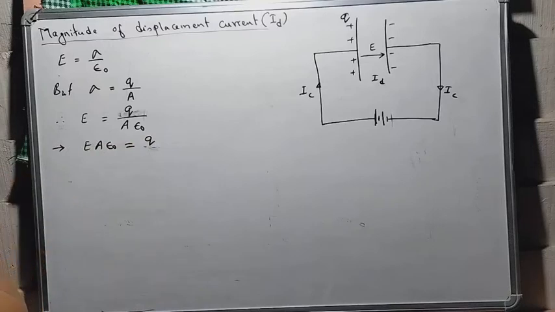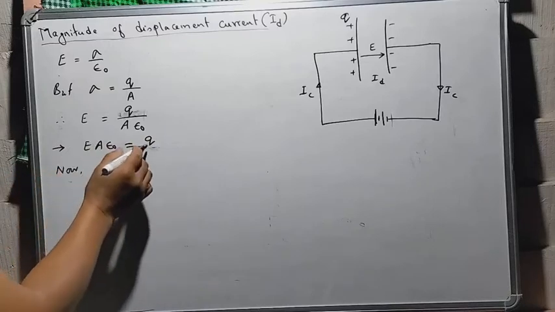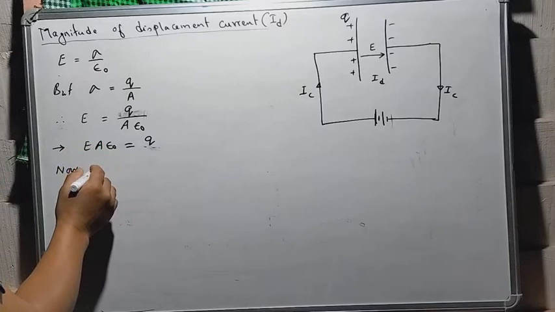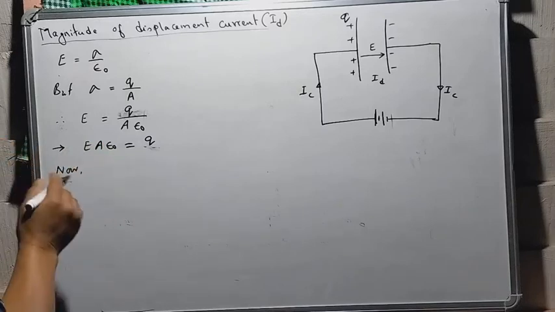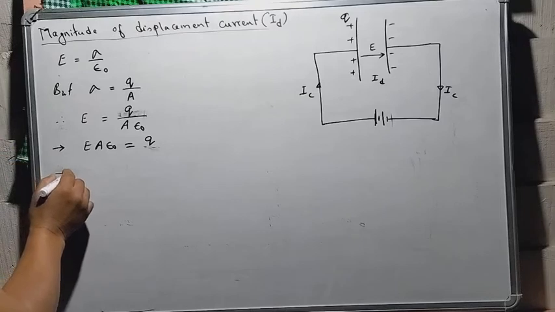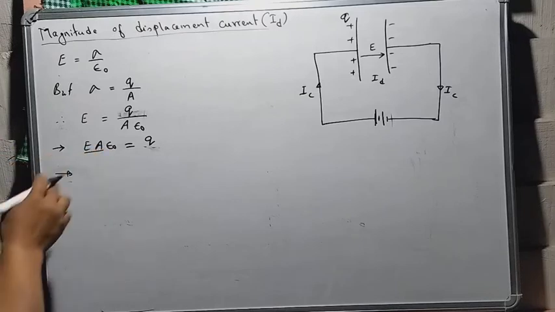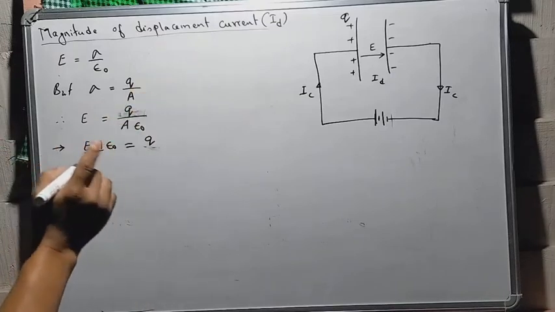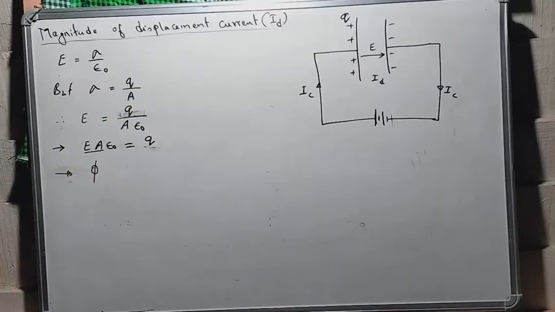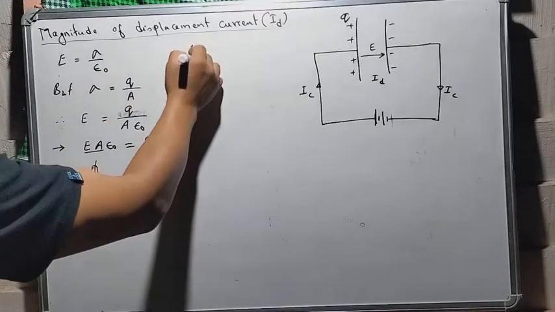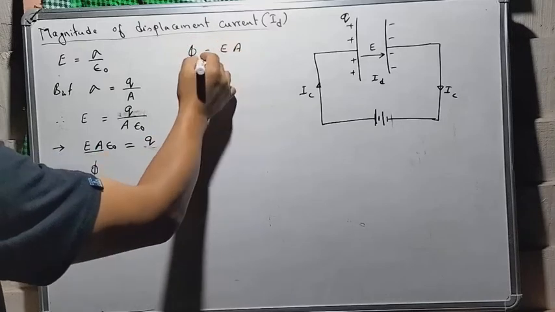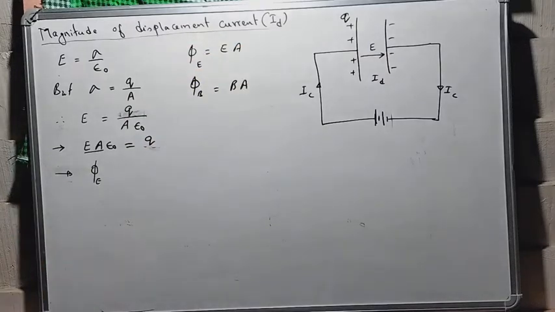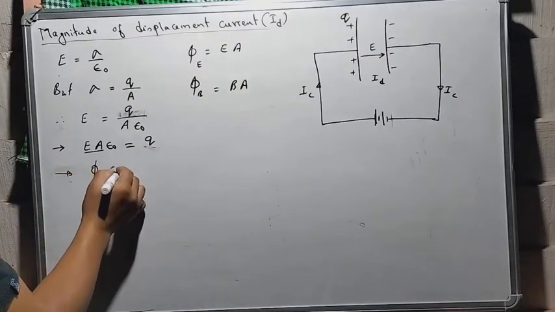Now, before I differentiate both sides of this equation, I missed one point. What is E A? Electric field times area is the electric flux. We know electric flux is equal to E A, just like magnetic flux is equal to B A. So E A is equal to the electric flux.